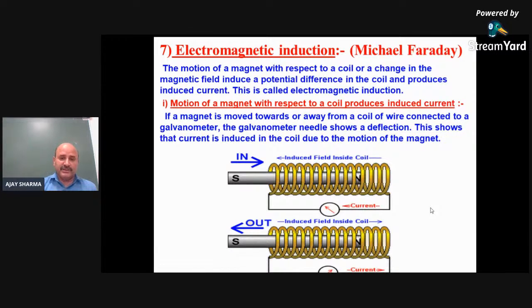So there are two concepts which you have to remember now. What we have done in the first diagram, we were moving a bar magnet towards the coil. It means we were increasing the flux. Now in the second diagram, what we are doing is we are taking this bar magnet away from the coil.